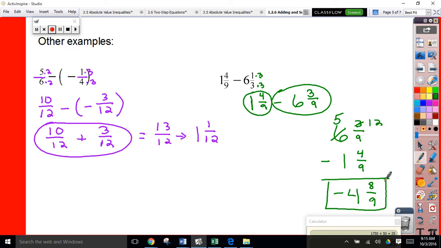Okay, the next two examples are for you to try. So if you're watching the video, you should pause the video at this point, try these examples, and then come back to check.